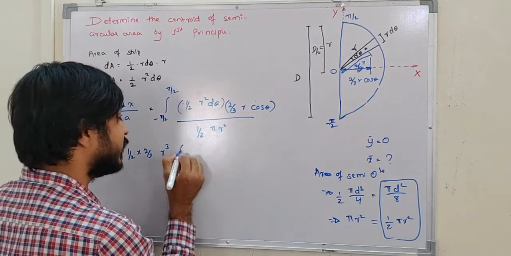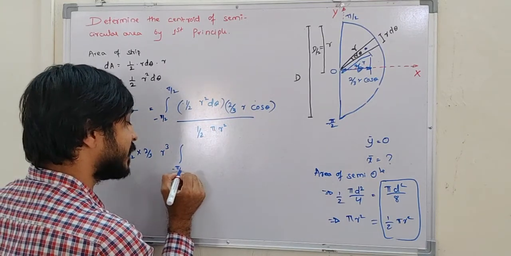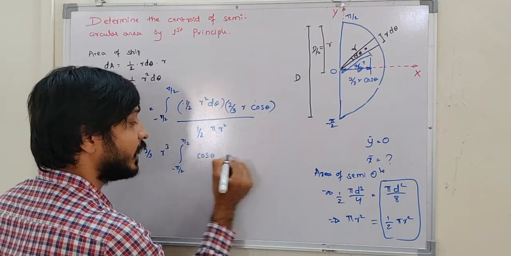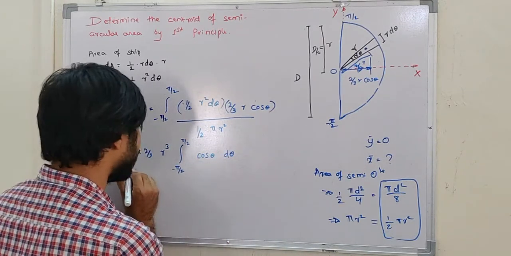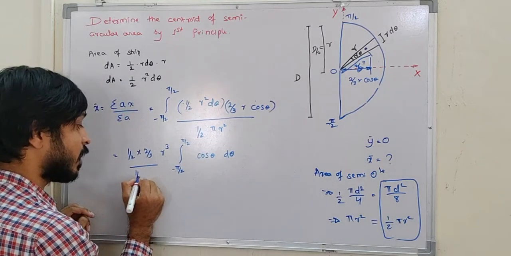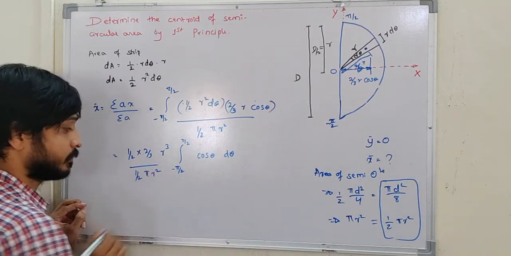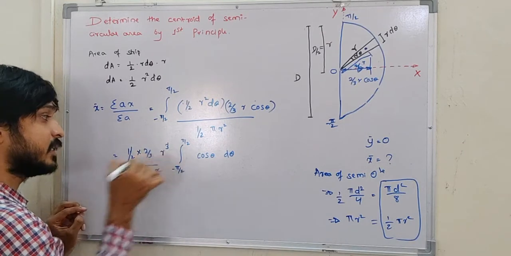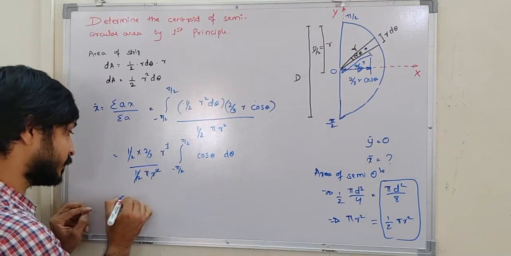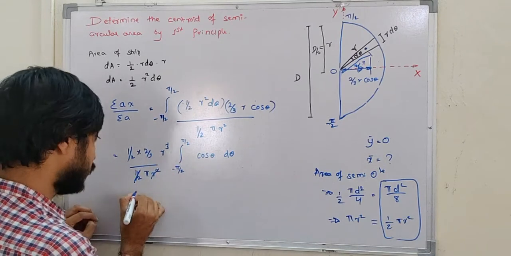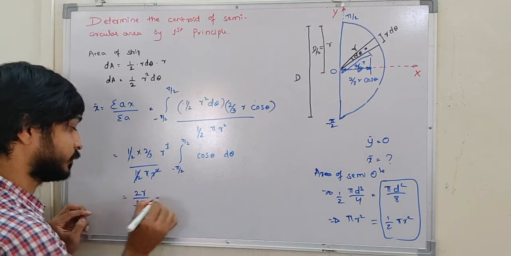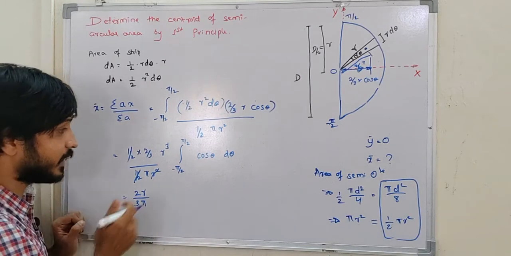So what is left in the integration? That is minus pi by 2 to pi by 2, cos theta d theta, divided by this one, I'll write half pi r square. Correct? So this half and this half get cancelled. This r square and this get cancelled, and what is left here? 2 by 3 pi into r.